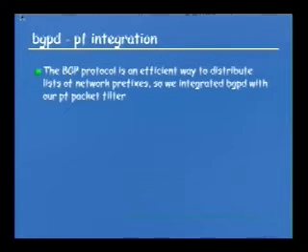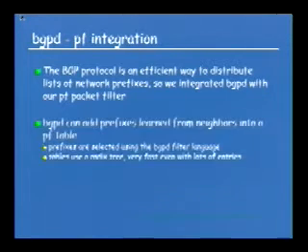Integration with our packet filter. The BGP protocol is an efficient way to distribute lists of network prefixes. It's not necessarily routes. So we integrated BGPD with our packet filter. And the BGP daemon can add prefixes it learned from its neighbors into a PF table. The prefixes to add to a table are selected using the filter language, and the tables in PF use a radix tree, which is the same code used by the kernel routing tables. And that is very fast, even with a lot of entries.